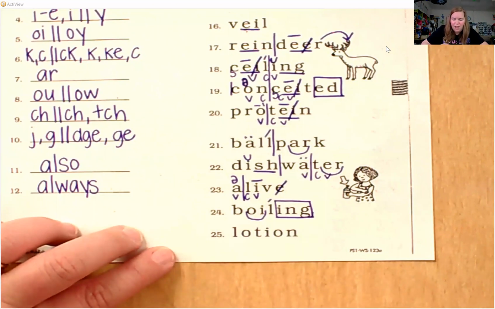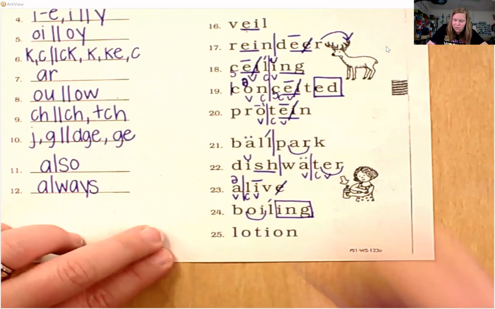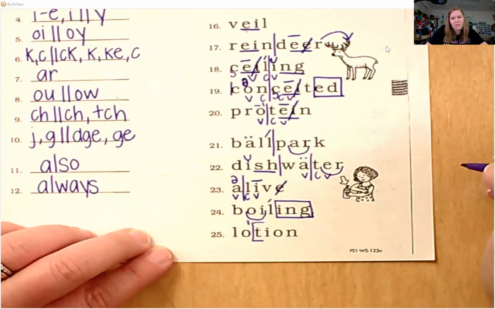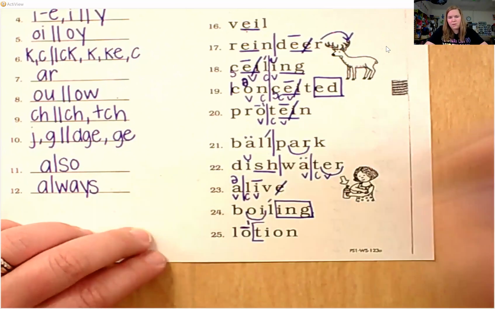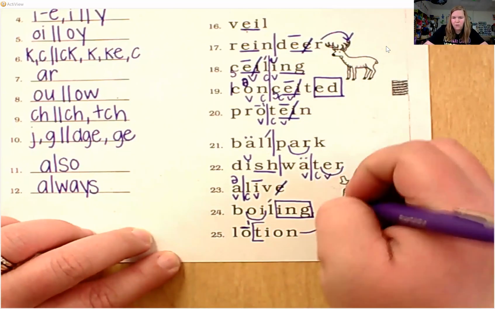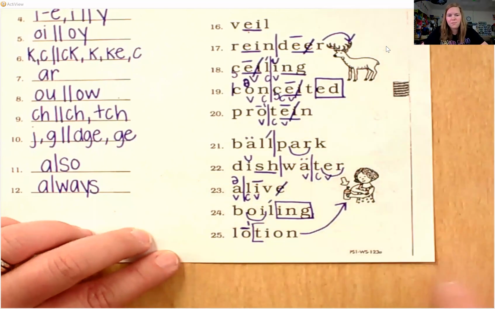And number 25 has final stable syllable, TION. Put your bracket in your accent mark. The O is open, so we'll put a macron. This word is lotion. Lotion. That's what the girl is putting on in our picture.